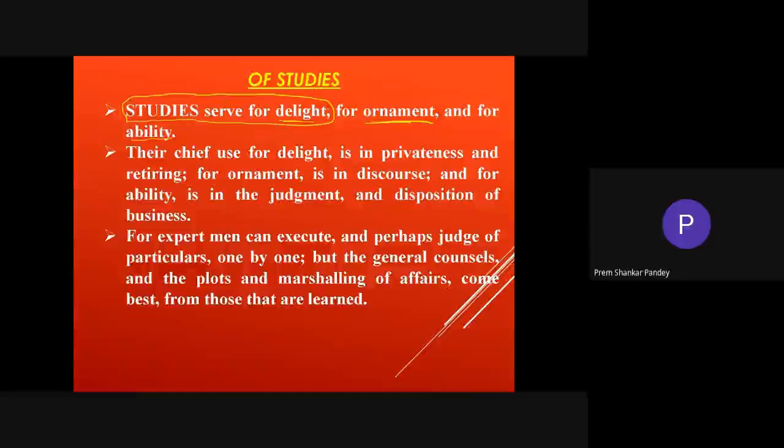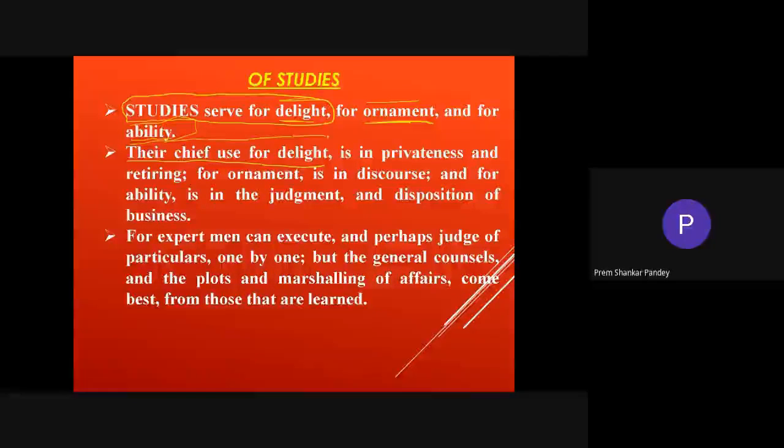So there are three purposes of a study. That is again a question asked in the exam. What are the purposes of a study? So it is delight, ornament, and ability. So we are able to frame two questions out of the first sentence. And he clarifies again that the chief use of a study is for delight.